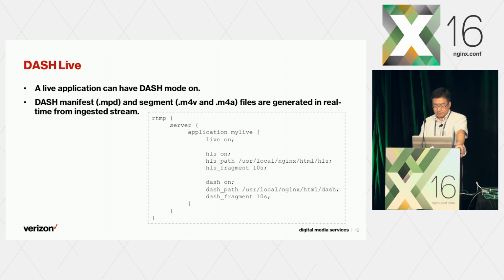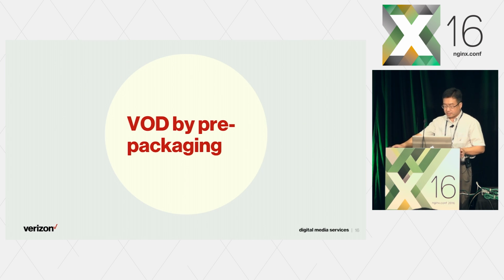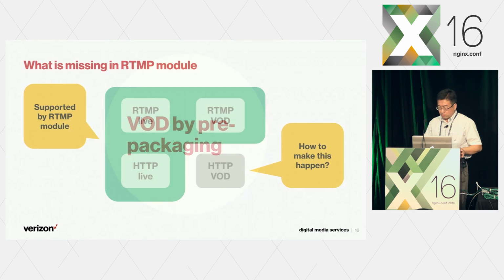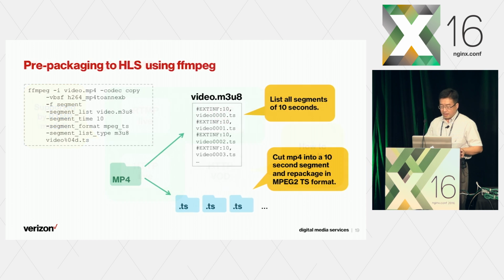Now we have seen that the NGINX RTMP module can do RTMP VOD and live and HTTP VOD. No, sorry, HTTP live. Then what are we going to do about HTTP VOD? HTTP VOD can be prepared using tools like FFmpeg. You can run FFmpeg using these parameters.